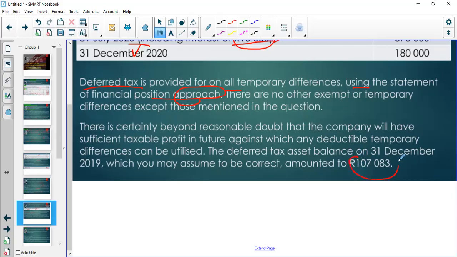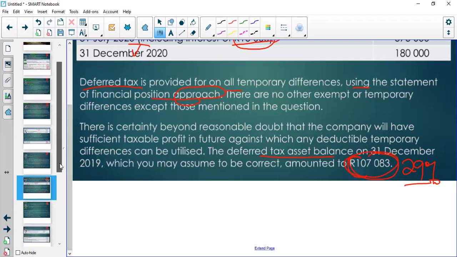Then we have this figure here, which is a deferred tax asset balance for the previous year. All right, so remember the previous year, the tax rate was 29%. All right, so the deferred tax calculated using a rate of 29% is this amount. All right.